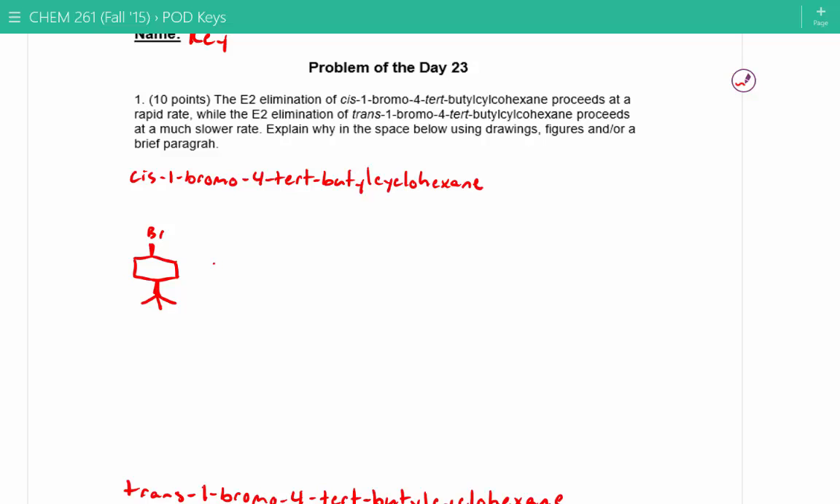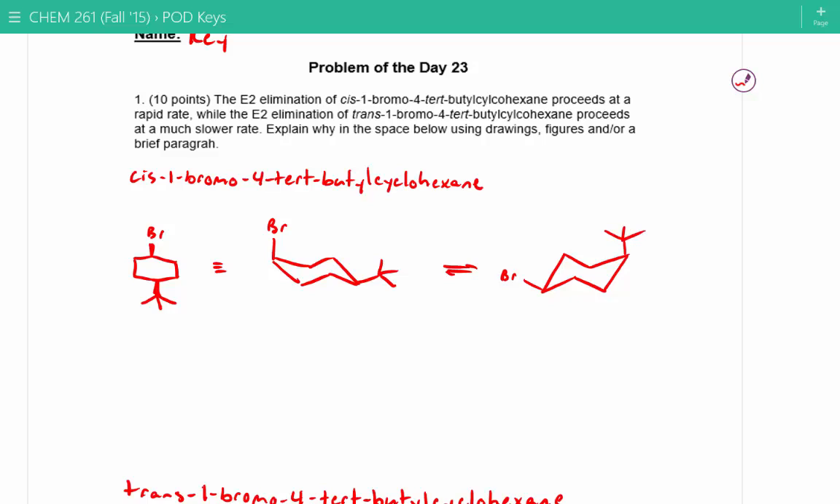And let's draw this in the chair conformation. So in this one, we've got our bromine sticking up. In this one, we've got our tert-butyl group sticking up. This is in equilibrium with its chair-flipped version. So let's draw our chair flip. All right, so if we do this, now our bromine's over here, and our tert-butyl is over here.